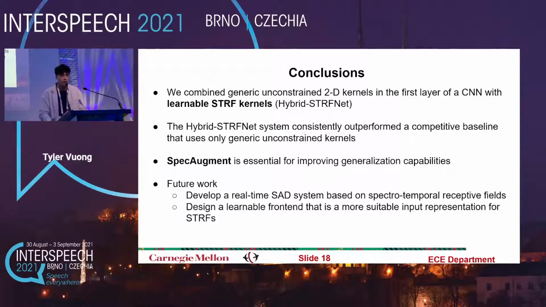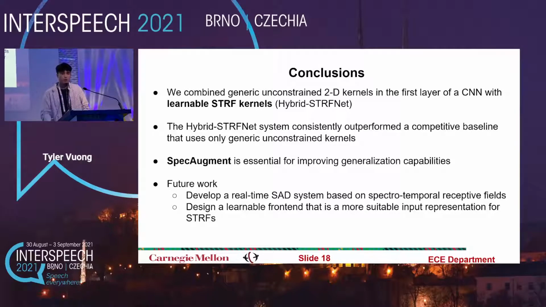So here are our final conclusions. We combine generic unconstrained 2D kernels in the first layer of a CNN with learnable STRF kernels, and the hybrid STRFnet system consistently outperformed a competitive baseline that uses only generic unconstrained kernels. And a very important result that we got is that SpecAug is essential for improving generalization capabilities.